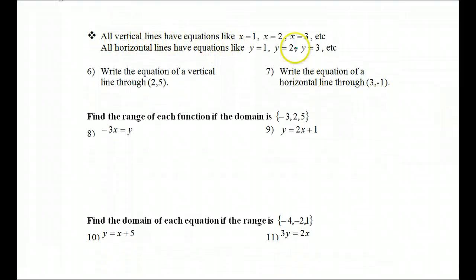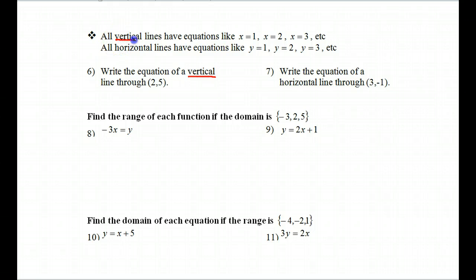Okay, and here are just some notes reminding you of what I just said. Vertical lines always have equations like x equals 1, x equals 2, x equals 3, and so on. Horizontal lines always have equations like y equals 1, y equals 2, y equals 3. So, with that in mind, if you're going to write the equation of a vertical line through 2, 5, well, we're talking about a vertical line.